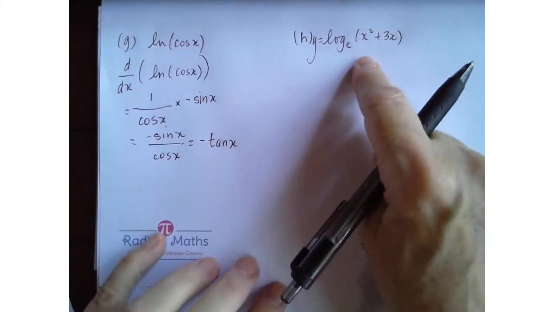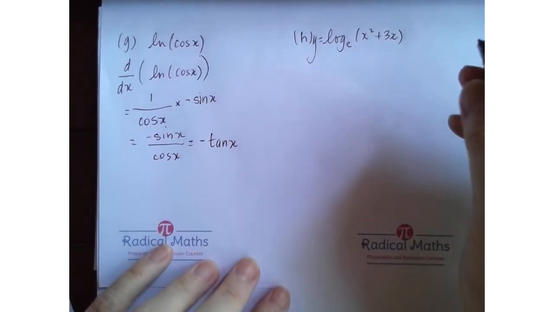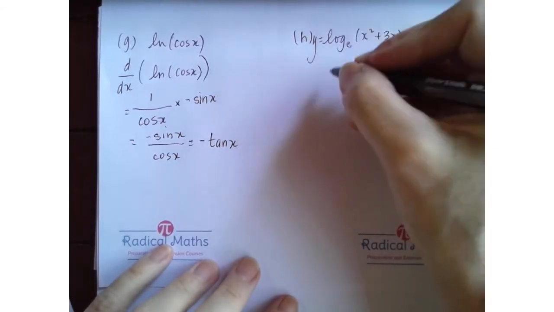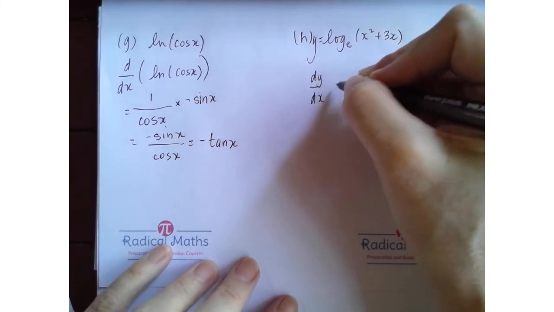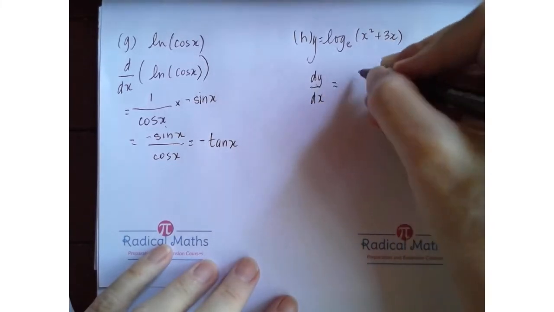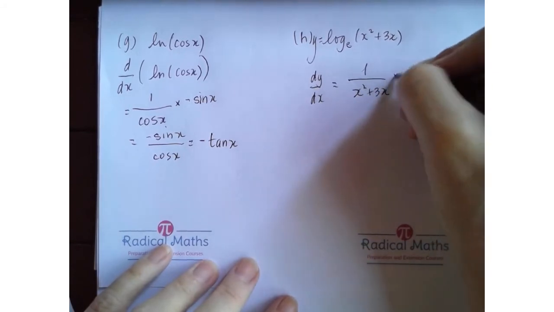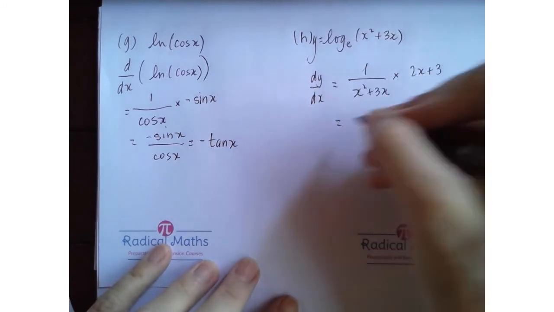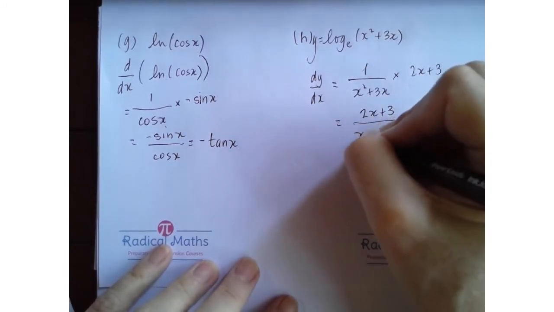This one, same. It's just one function there. I don't have a product rule. And so I'm going to say, okay, log base e, well that's just ln. So that rule is the 1 on x rule. So dy/dx is equal to 1 on x squared plus 3x times the derivative of what's inside, so that's 2x plus 3. So this is 2x plus 3 over x squared plus 3x.